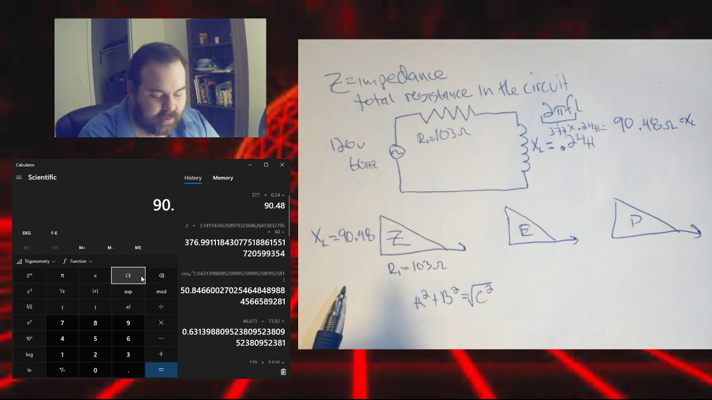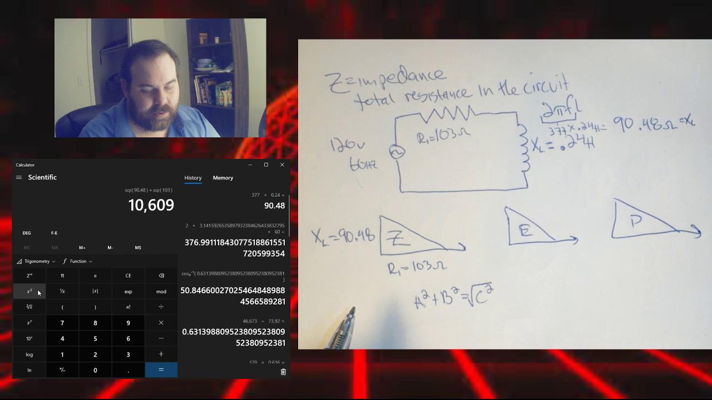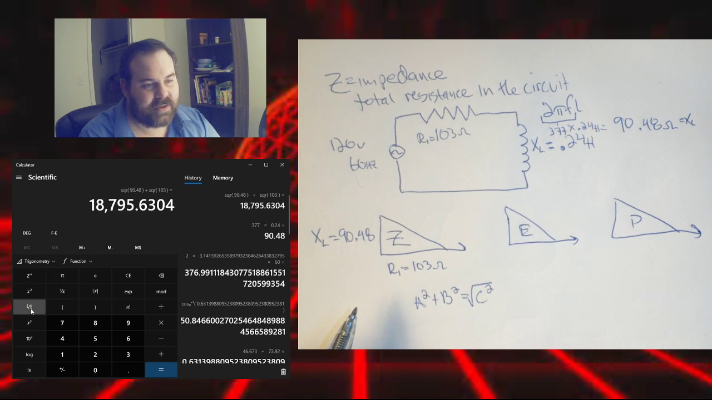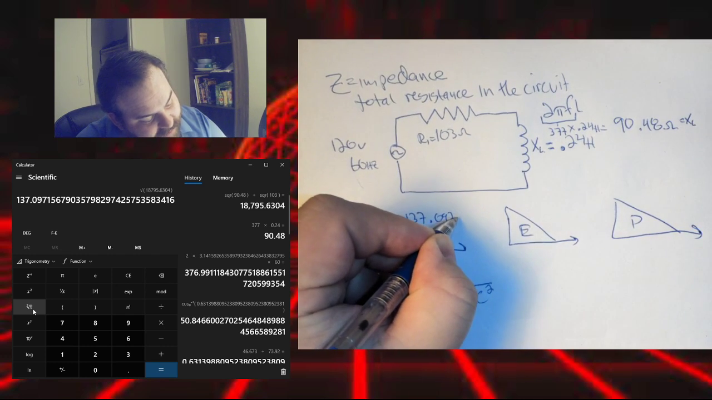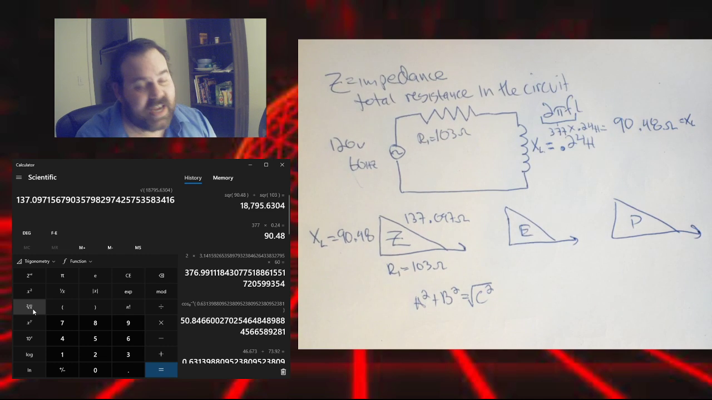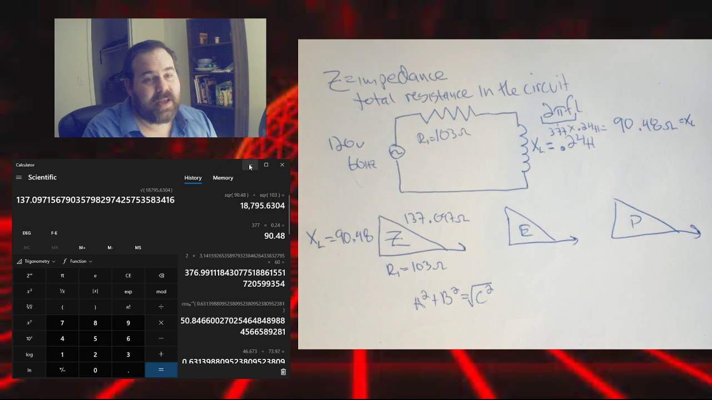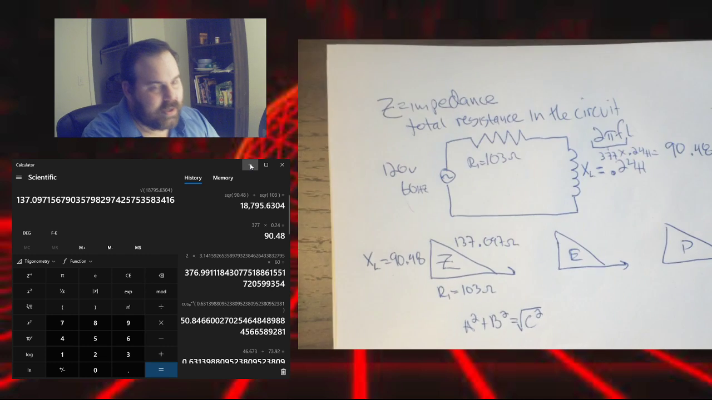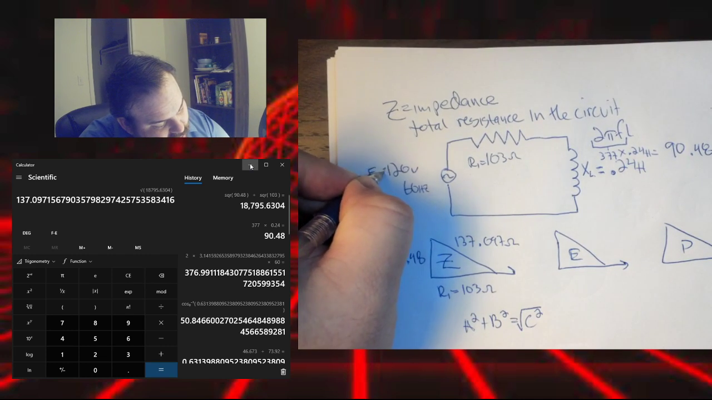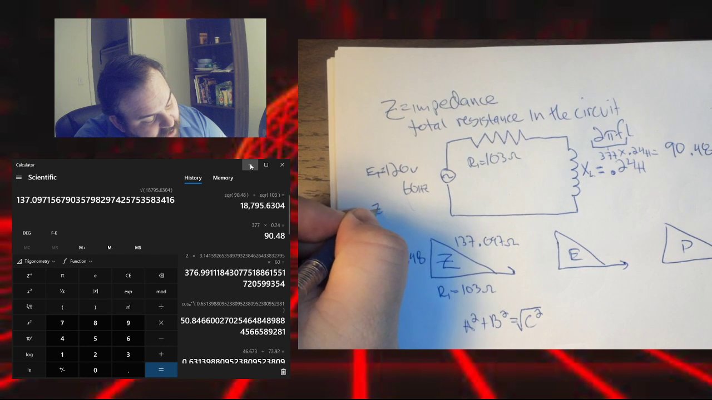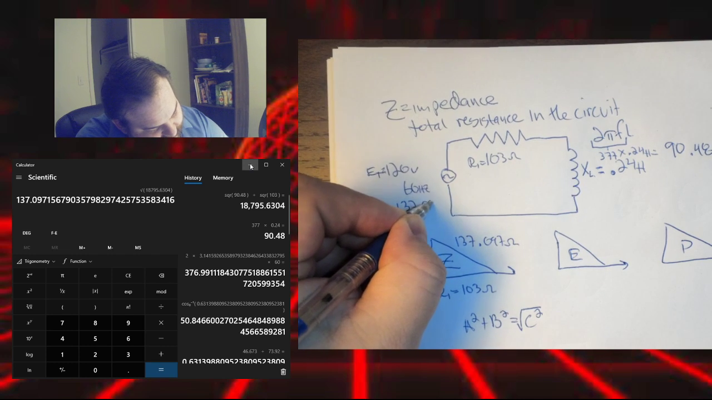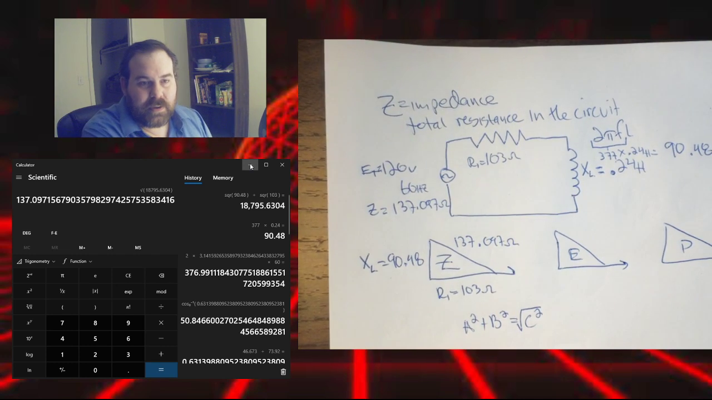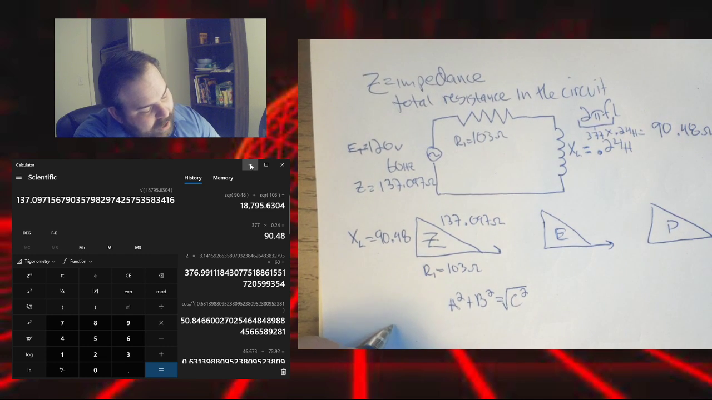So 90.48 squared plus 103 squared equals, and then we take the square root of that, it's 137.097 ohms. Z is still an ohmic value, but it's now Z as in the total. So we got 120, which is our total voltage. We now have our Z, which is our total resistance, which is 137.097 ohms.